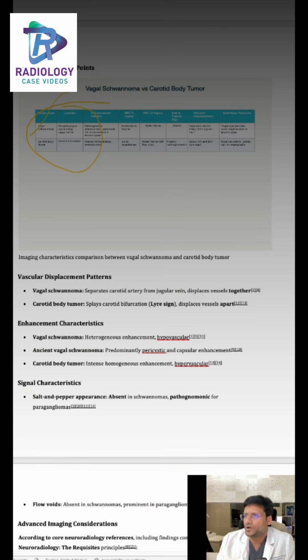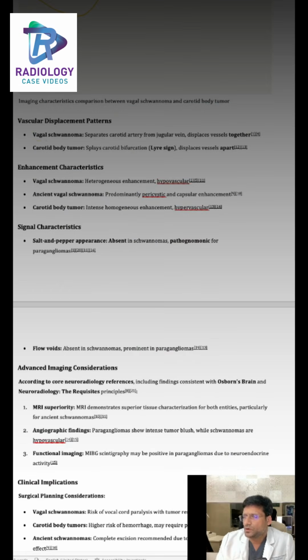So in our case, it was predominantly in the parapharyngeal space, and it was showing a heterogeneous enhancement pattern. Actually, vagal schwannoma separate.